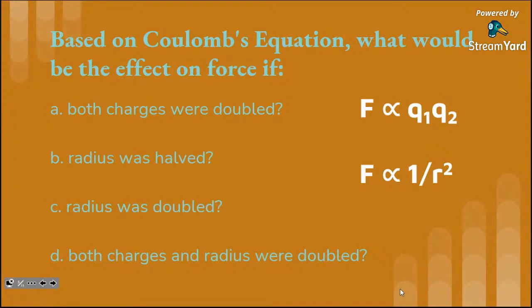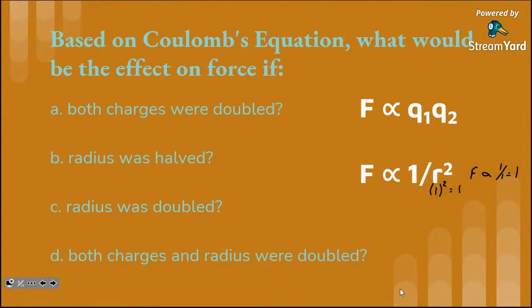proportionality. So what if radius now is halved? Okay, well, again, let's start out and assume a radius of 1. So 1 squared would equal 1. So force would be proportional to 1 over 1, or simply 1 times K when we plug it back into the equality, assuming that our charges stay constant.